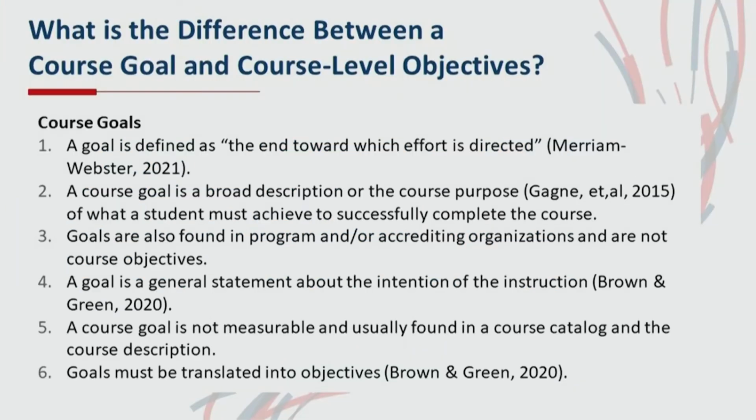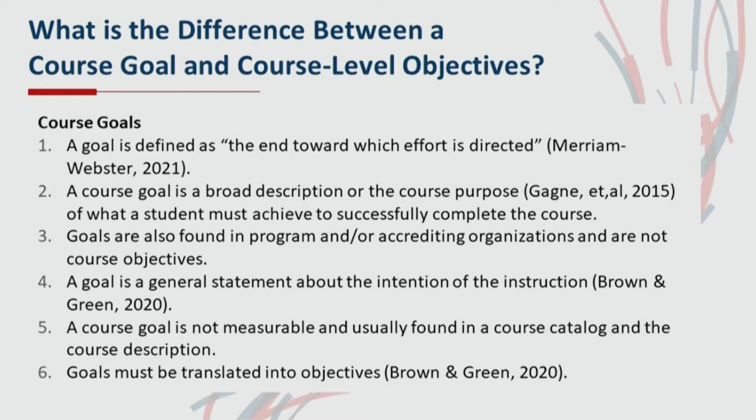One of the first things I want to discuss, what's the difference between a course goal and a course level objective? I found a definition that I thought would be helpful, very short and sweet to the point: the end toward which an effort is directed. So if you develop a course, you'll have a course goal. And those course goals are usually very broad. They have a purpose, but you really cannot measure them. And it's usually about a paragraph or two, and you can find those in course catalogs.